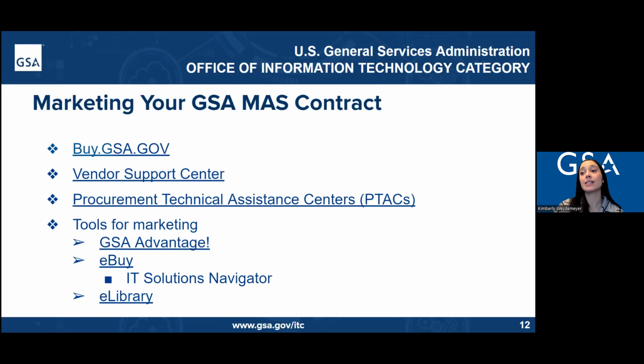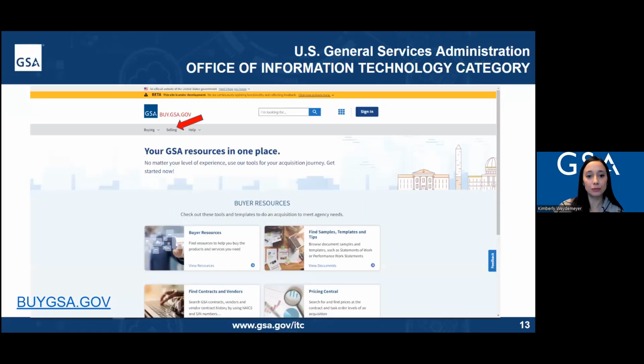The MAS Roadmap site is also a great resource and provides information on marketing your schedule contract, which is not listed on this site here. Next slide. So we'll start by taking a peek at buy.gsa.gov. When you're visiting the site, you're going to want to click on the Selling tab. Here you'll find all of your vendor resources. Next slide.